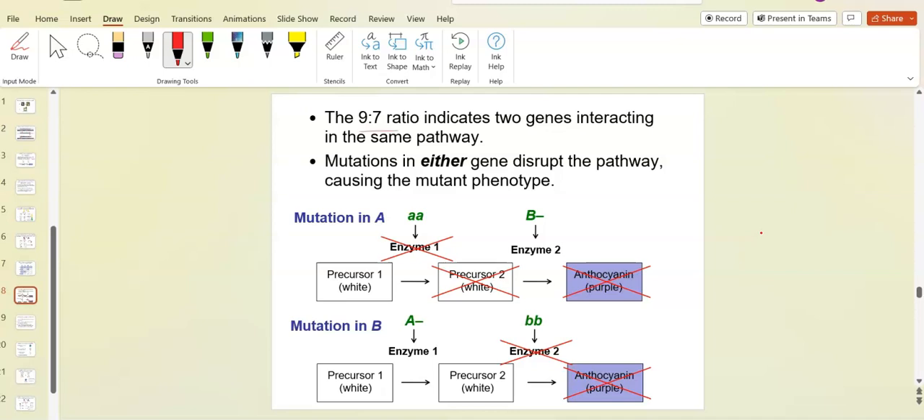All right, so a 9 to 7 ratio or a 9 to 3 to 4 ratio indicates two genes are in the same pathway. And like we said, we call that epistasis. Now, we don't know where the genes are in this pathway because either mutation can affect that pathway. So doing the cross, getting a 9 to 3 to 4 or a 9 to 7 ratio gives us an indication that they're in a pathway. But we don't know which mutants are what in this pathway. And so that's why we do the complementation test.